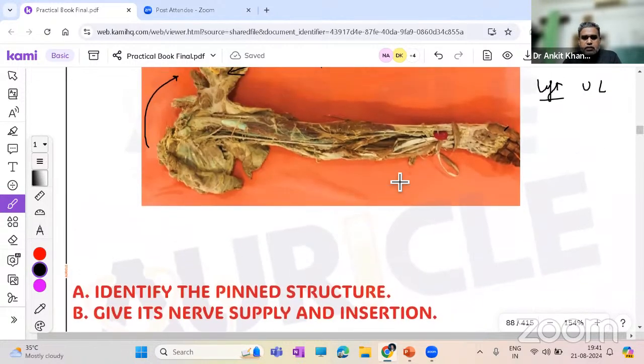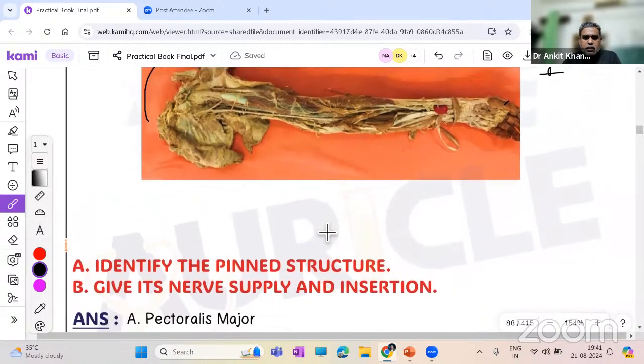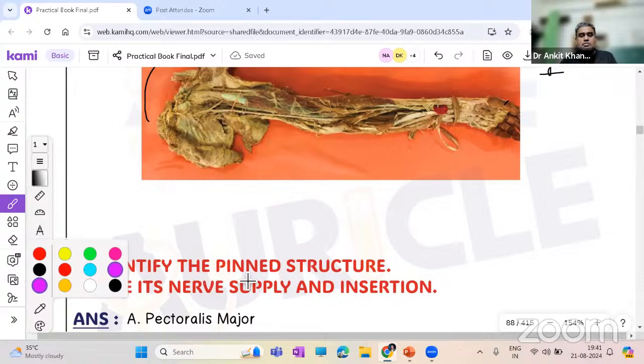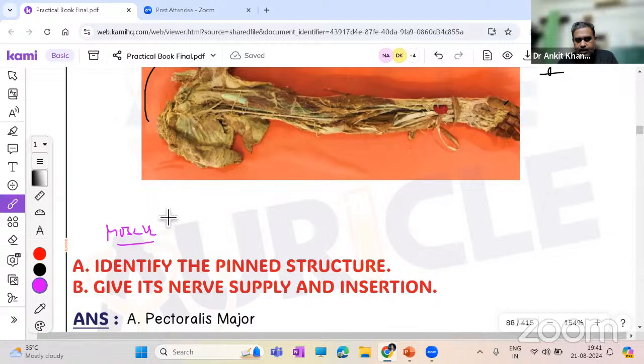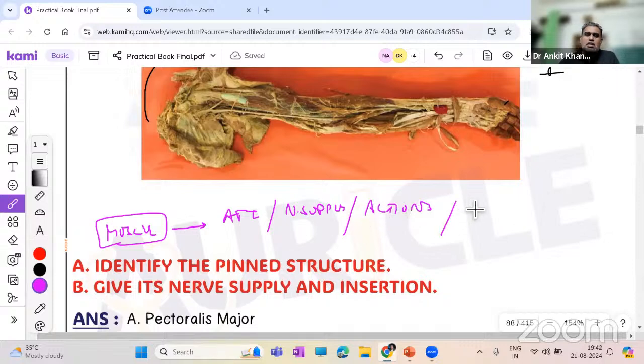First question: identify the pinned structure. Suppose this is pectoralis major. Give its nerve supply, insertion. You should know by now, if you are reaching the final exams, that once a muscle is asked in vivas, the next questions will be the attachments, the nerve supply, the actions of this muscle, or any other peculiar feature, say a clinical feature. So these are 3-4 questions which will obviously come.